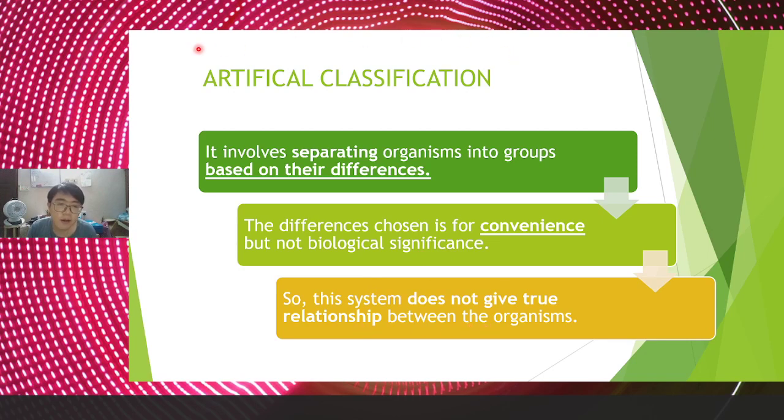So this means that all different kinds of organisms can be classified based on artificial classification, because it does not use their characteristics and it does not use biological significance. It is for convenience only.